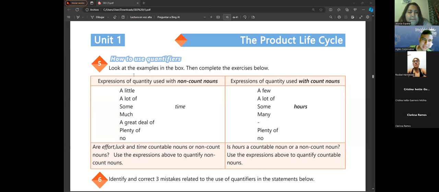Okay, expresiones de cantidad utilizados con incontables. For example, a little, a lot of, some of, some time, much, a great deal of, plenty of.